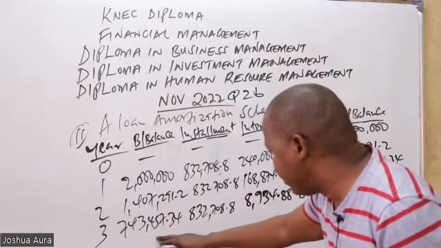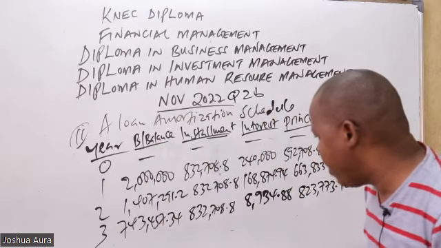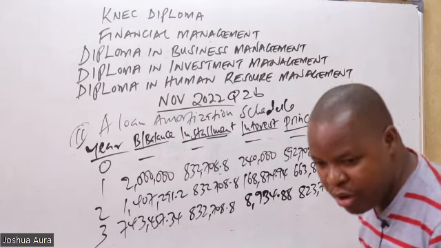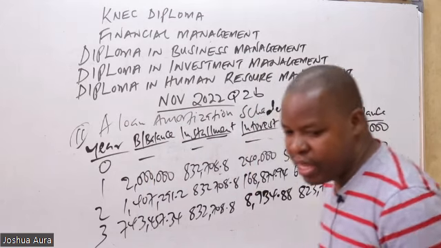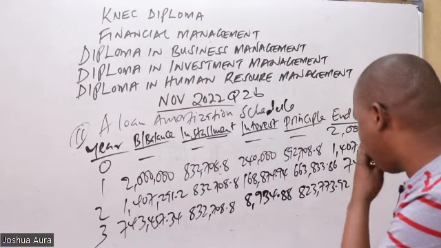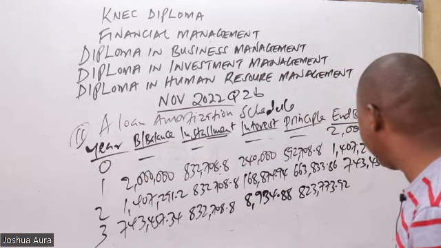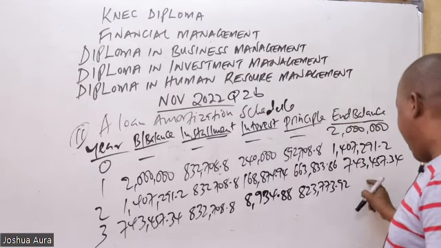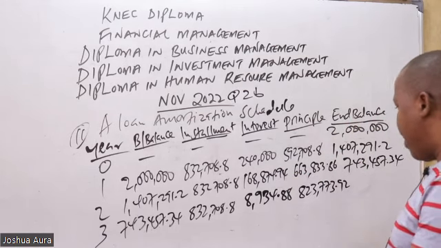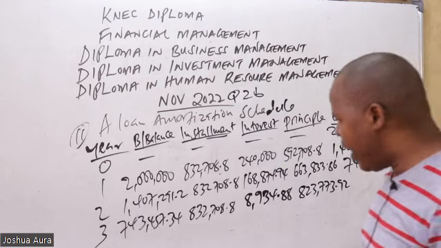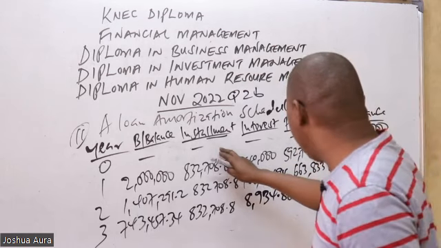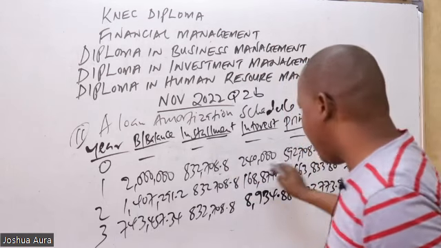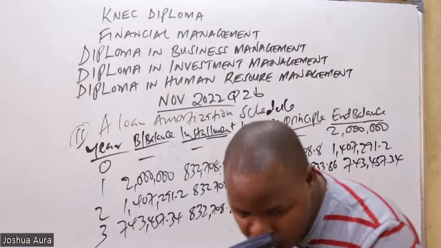Is there some error somewhere? I believe there's some error somewhere. Allow me to correct this, because at the end of year 3 the ending balance should be 0. So allow me to look at where we went wrong here.